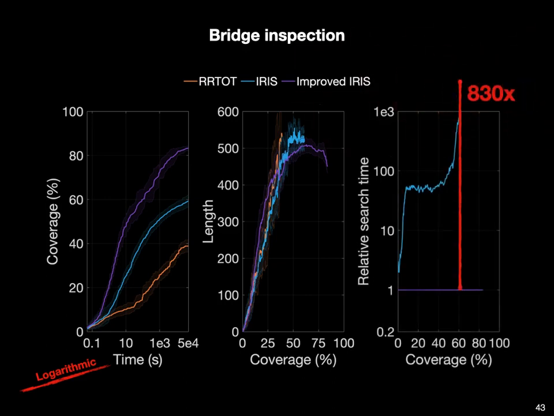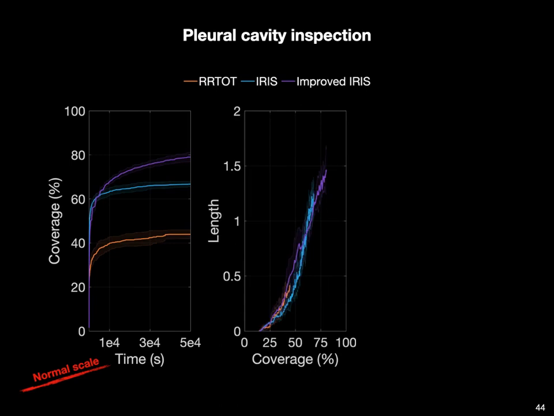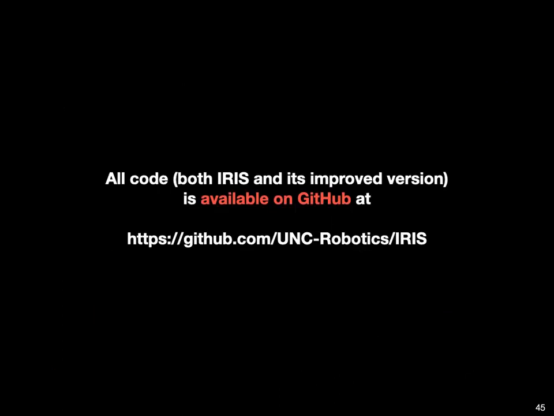Finally, we look at the computation time that is spent only on search. The search efficiency is improved by 830 times. For pleural cavity inspection, the improved ARIS is 6 times faster than the original ARIS, and the plan lengths are similar. Finally, the search efficiency is improved by 3,200 times.